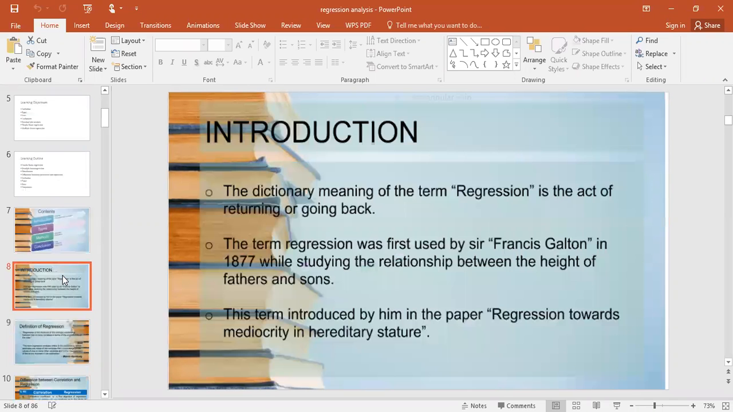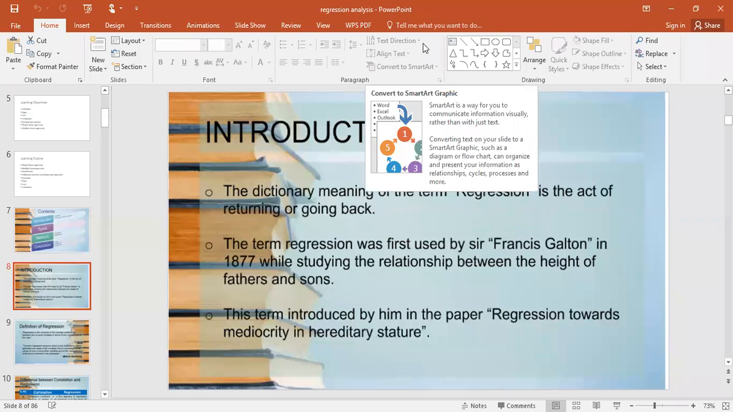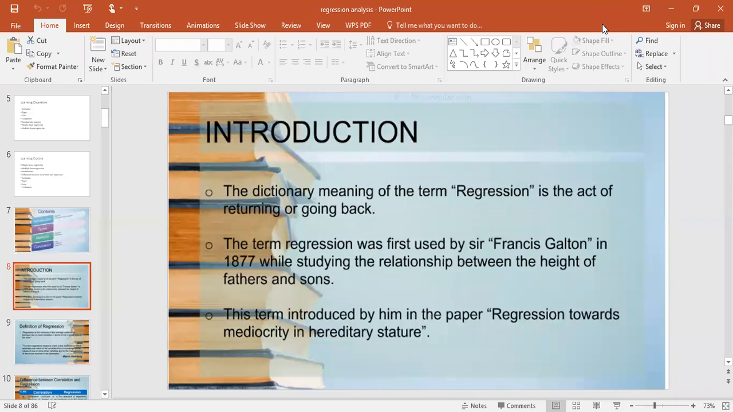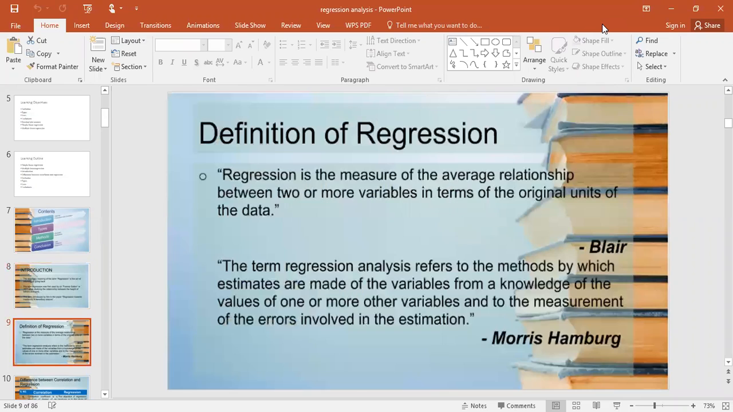Introduction. The dictionary meaning of the term regression is the act of returning or going back. The term regression was first used by Sir Francis Galton in 1877 while studying the relationship between the height of fathers and sons. This term was introduced by him in the paper Regression Towards Mediocrity in Hereditary Stature.